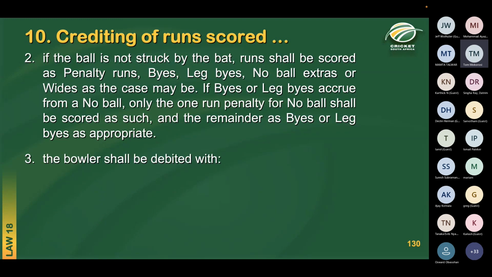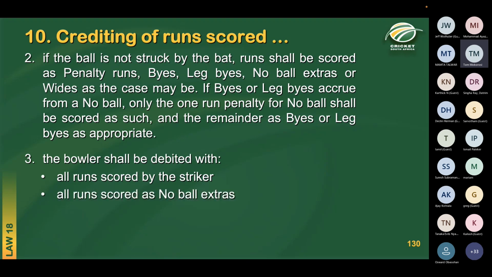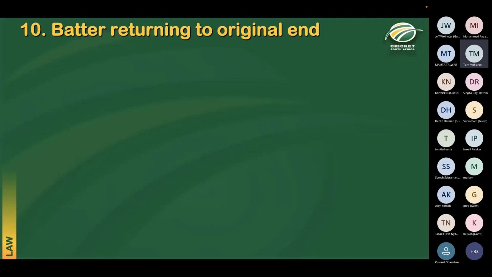Which runs go against the bowler's figures? We all know that bowlers always want to protect their bowling figures. All runs scored by the striker go against the bowler. All runs scored as no ball extras go against the bowler. All runs scored as wides go against the bowler.